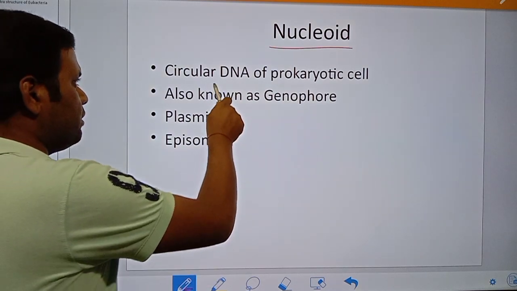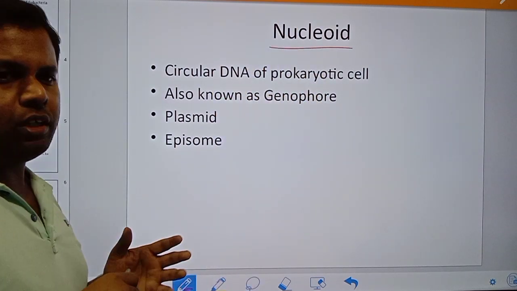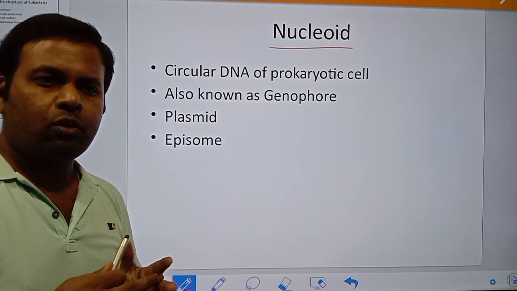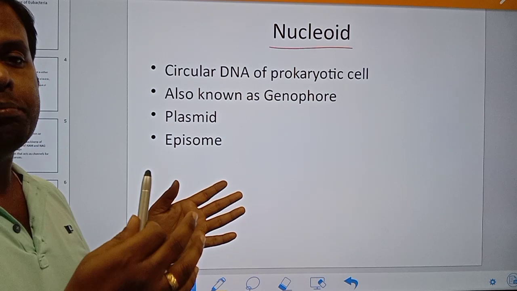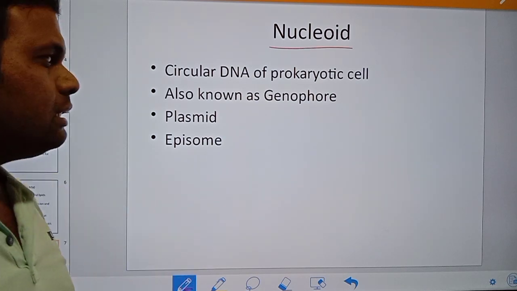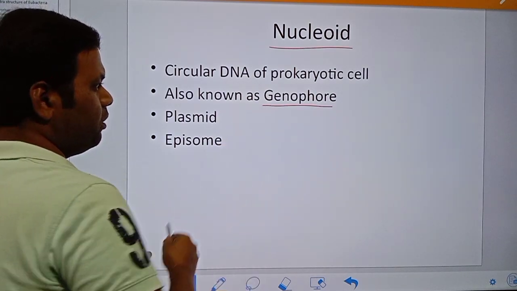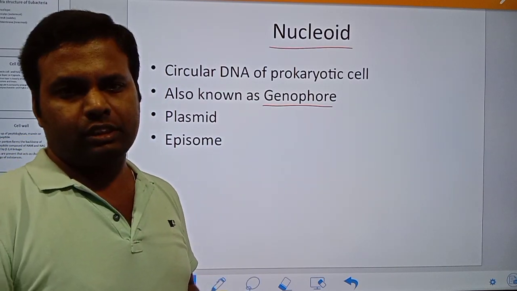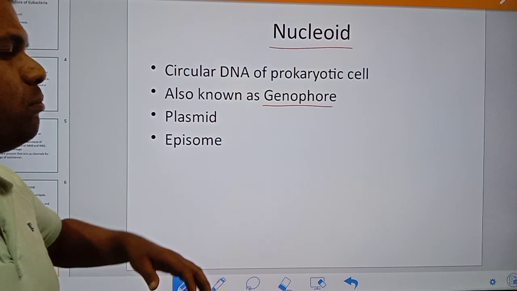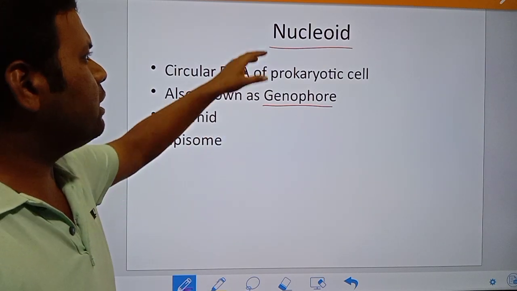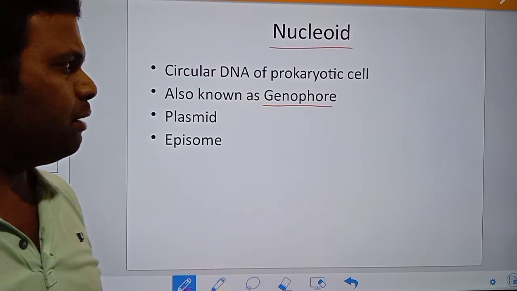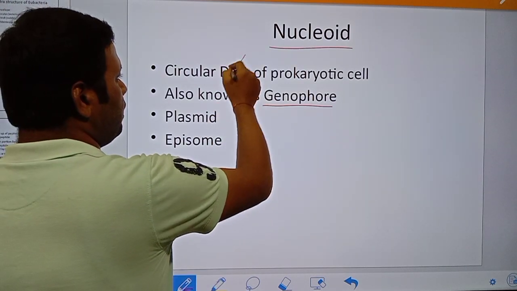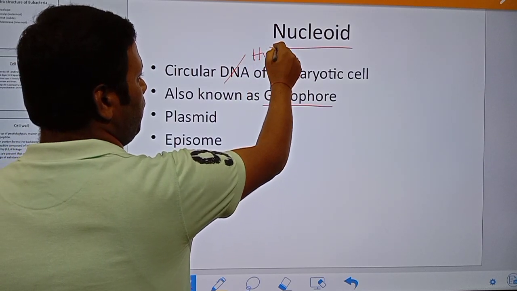Why is this not considered a nucleus? Because it is not completely covered by a nuclear membrane, and there is no nucleoplasm or other nuclear structures there. That's why it is falsely called a nucleoid. This is also known as genophore, the site of the cytoplasm where nucleic acid is present. So loosely, nucleoid and genophore can be said to be the same thing.